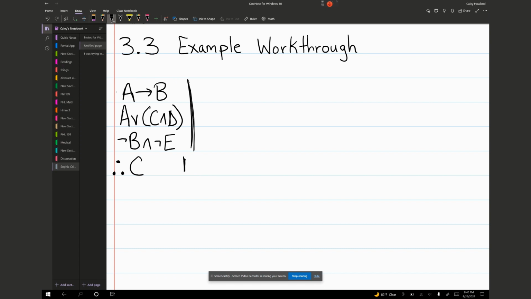So our first premise right here is if A, then B. Our second premise is A or C and D. Our third premise is not B and not E. And then our conclusion is C.